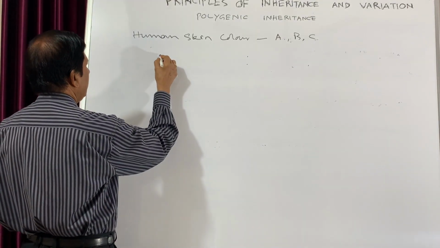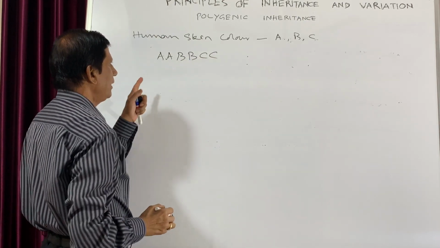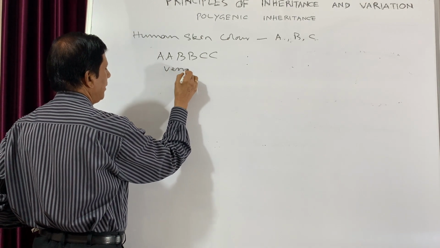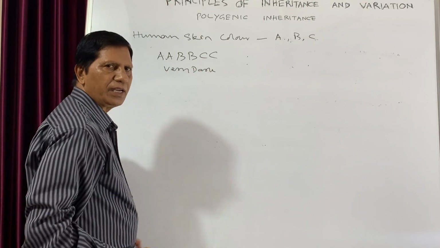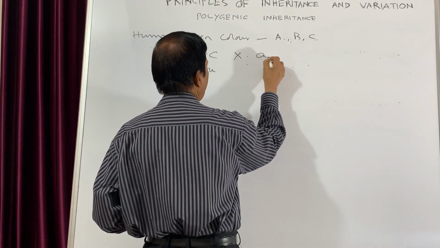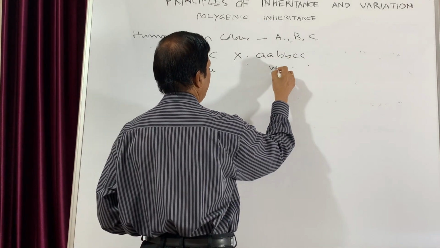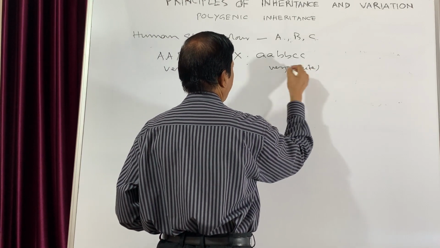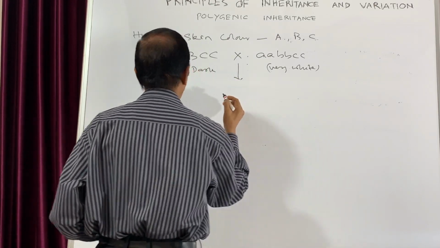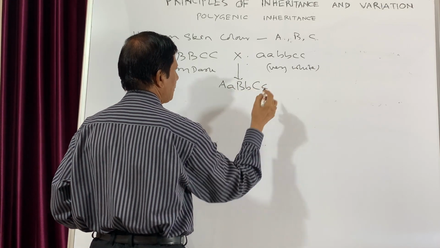So in that case, the genotype will be AA, BB, CC. That means very dark color. If such a person marries another, white person having only recessive genes, that means very white, what will happen? The F1 will be heterozygous, capital A small a, capital B small b, capital C small c.